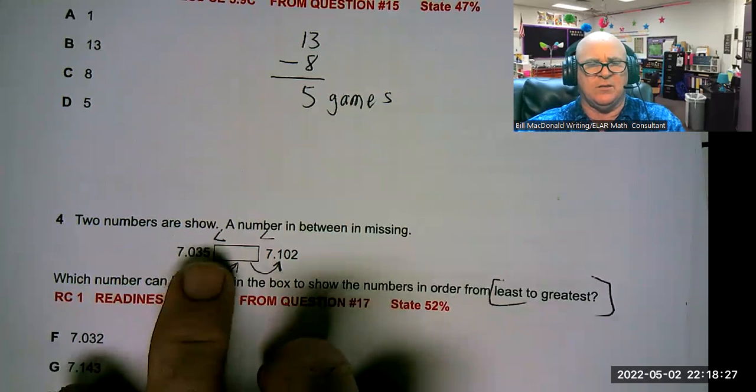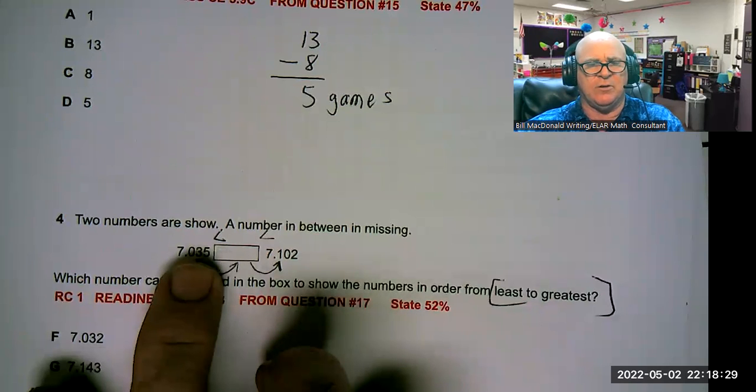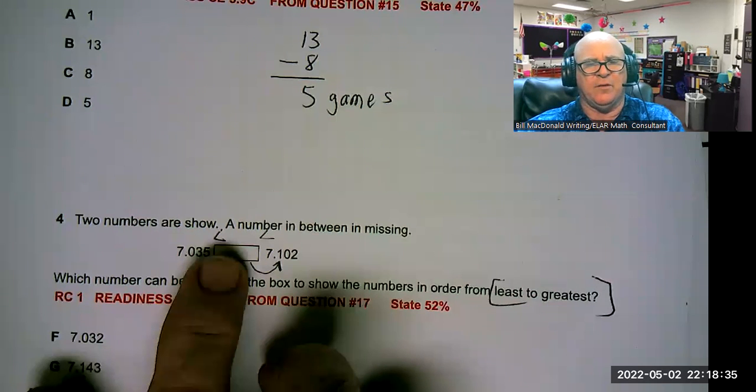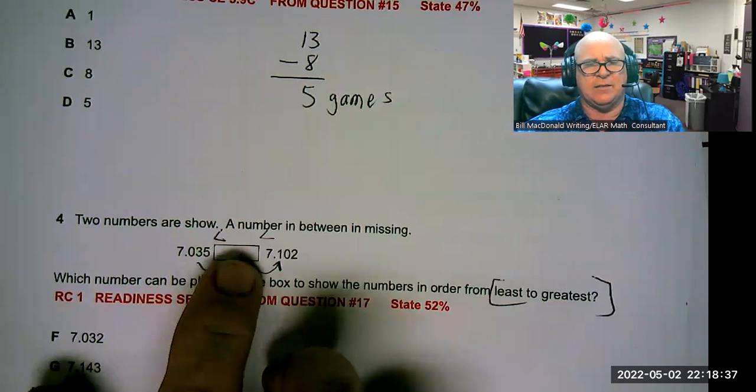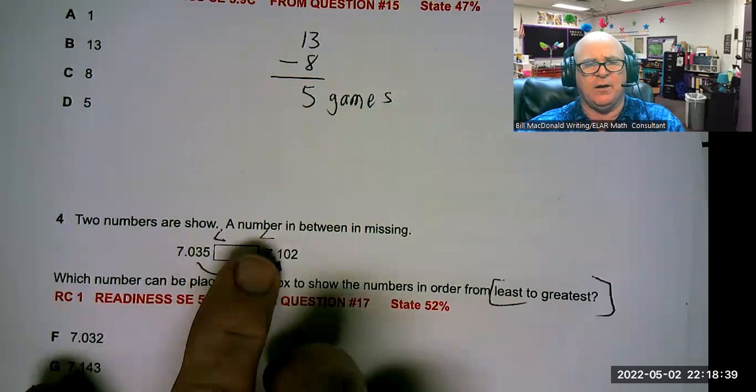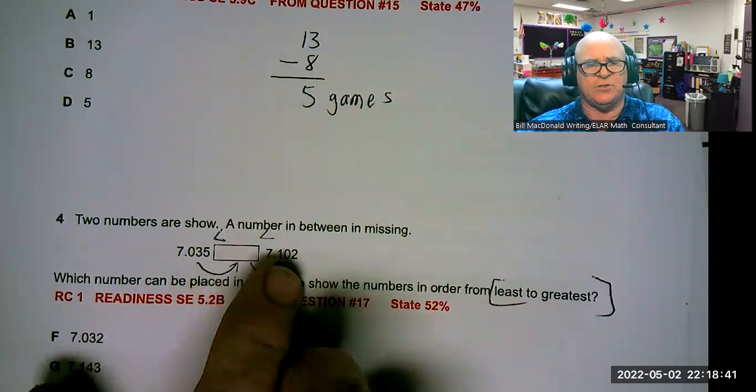as soon as the kids see the first number and they see least to greatest, they say, okay, this number has to be less than the number in the box, and the number in the box has to be less than the number outside the box in order to follow the rule of least to greatest.